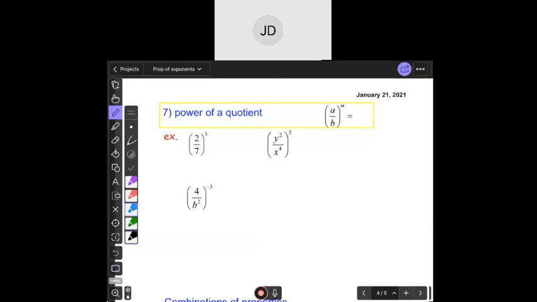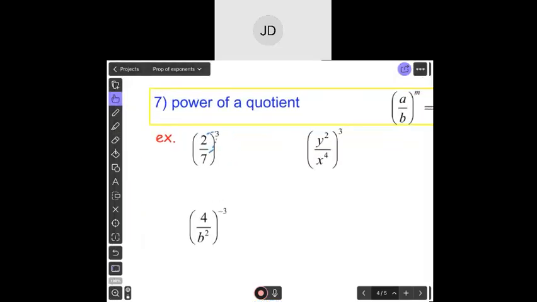Last one is very much like the second thing we did. So it's really pretty easy. All that happens is it's like distribution. So 2 over 7 to the 3rd power would just be 2 cubed over 7 cubed. Okay, it's really, really straightforward. So just that you can do this over a fraction also is all we're trying to get at. So this equals 2 cubed over 7 cubed. Okay, there's nothing crazy going on here.